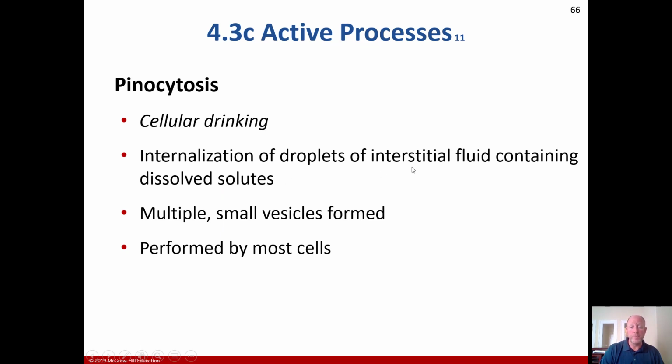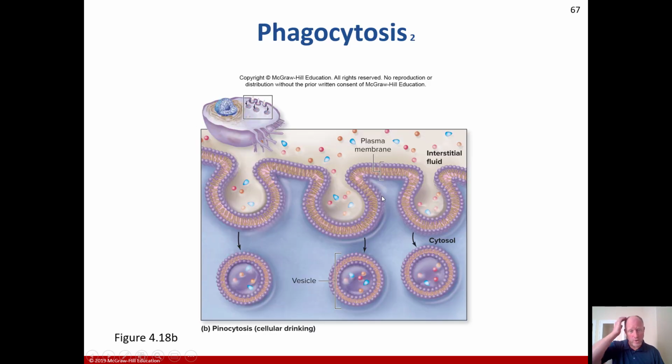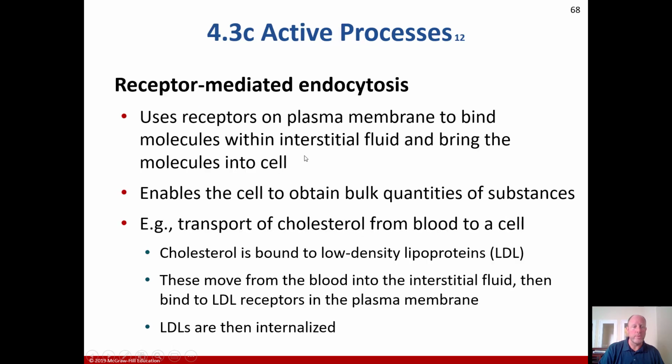Pinocytosis, cellular drinking. It's an internalization of droplets of interstitial fluid containing dissolved solutes. Multiple small vesicles are formed in most cells. You can see here where multiple small vesicles are formed for cellular drinking in this case. Cells got to feed and cells got to drink, right?